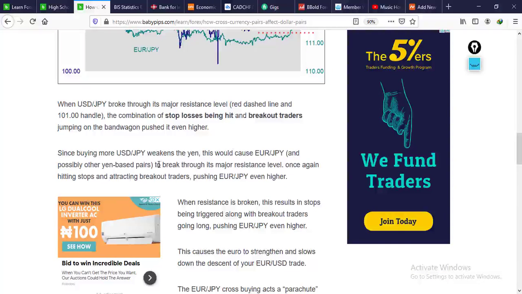Now since buying more USD/JPY weakens the yen, this will cause EUR/JPY and possibly other yen-based pairs to break through their major resistance levels, once again hitting stops and attracting breakout traders, pushing the EUR/JPY even higher.